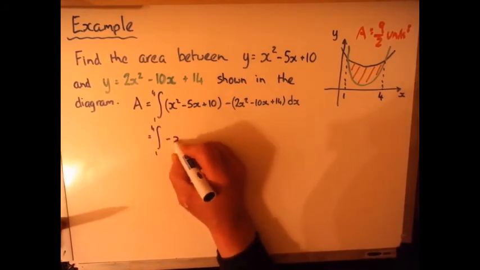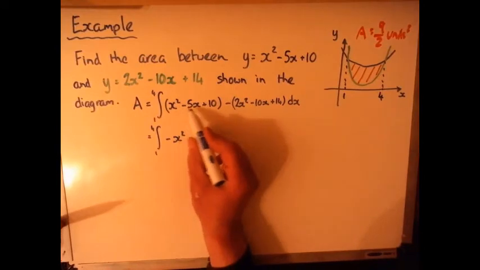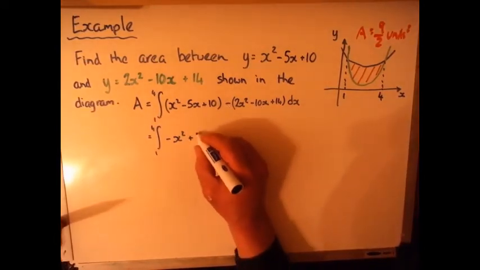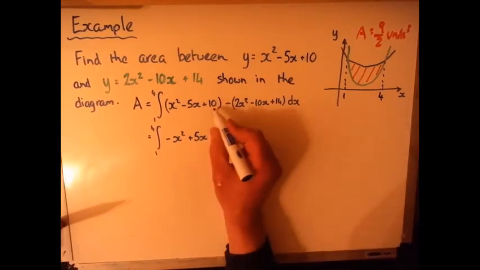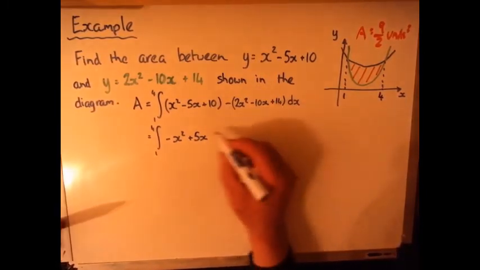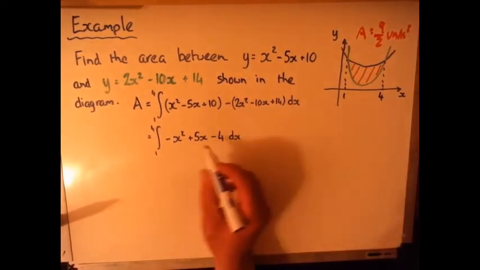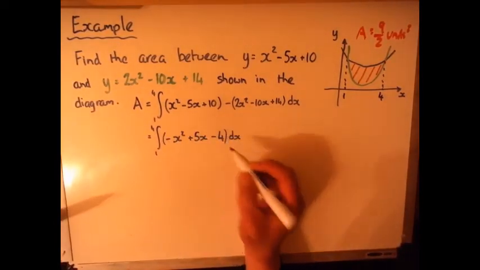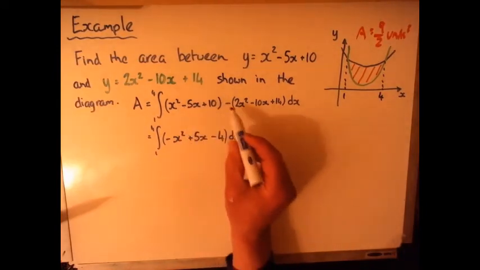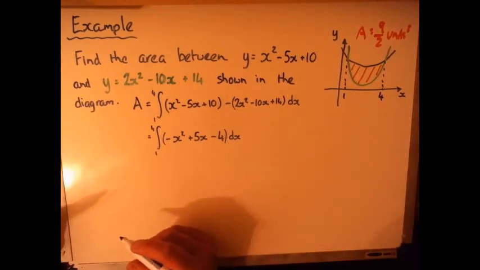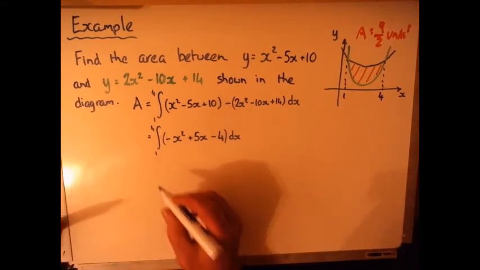So my first term is going to be negative x squared. Minus 5x minus negative 10x will give me plus 5x, and then 10 take away 14 gives me minus 4. So I've now got a completely new function here. The combination of the top function minus the bottom function has given me this new function, and that's what I'm going to go ahead and integrate and then evaluate between my two limits.